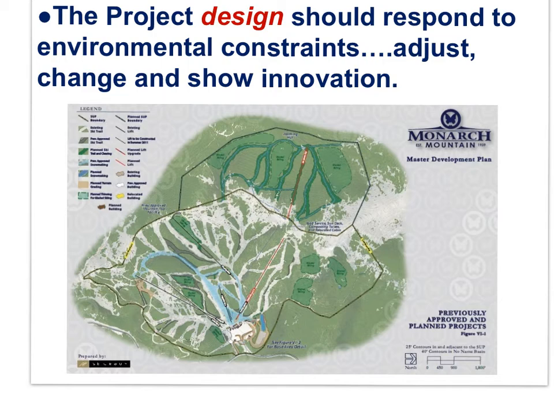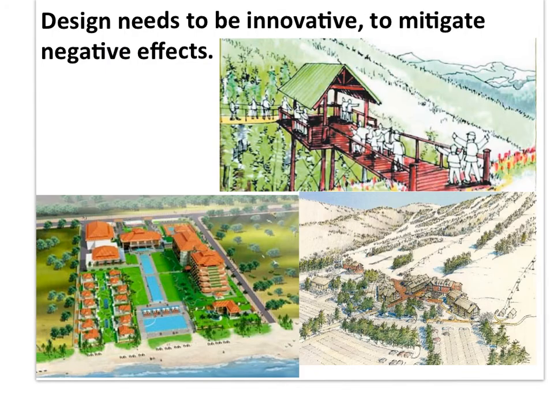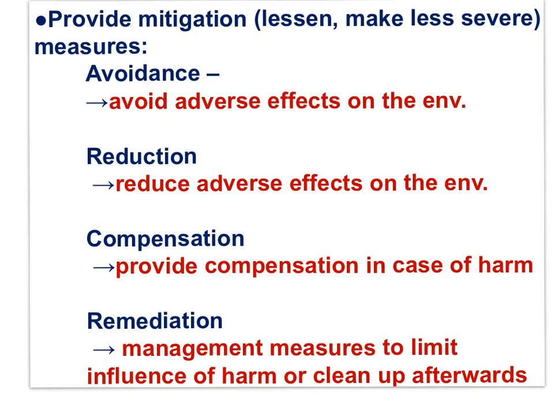The project design should respond to environmental constraints. The design should adjust, change, and show innovation. EIAs aim to predict and evaluate possible impacts, and EIAs suggest mitigation strategies. The design needs to be innovative to mitigate the negative effects of the development. EIAs include mitigation strategies. There would be avoidance, to avoid adverse effects on the environment.